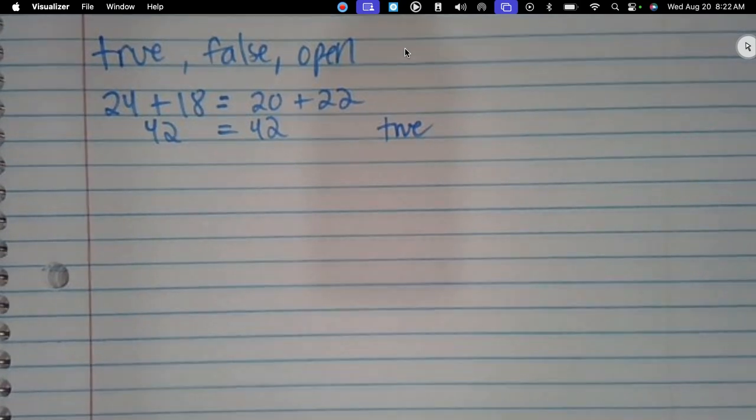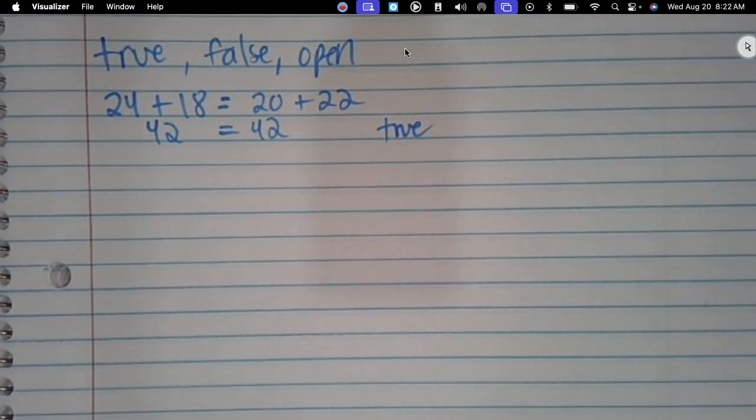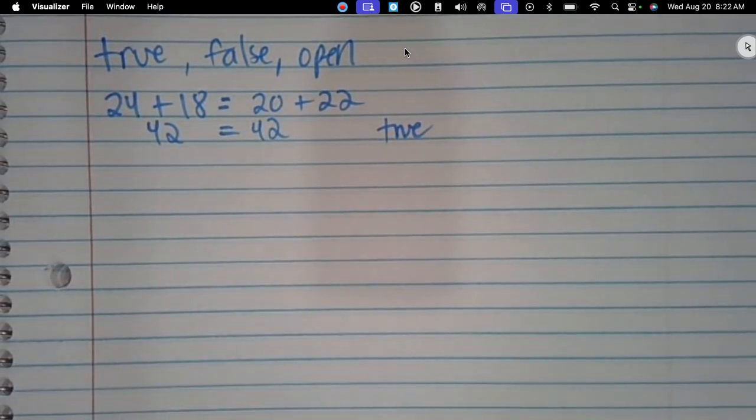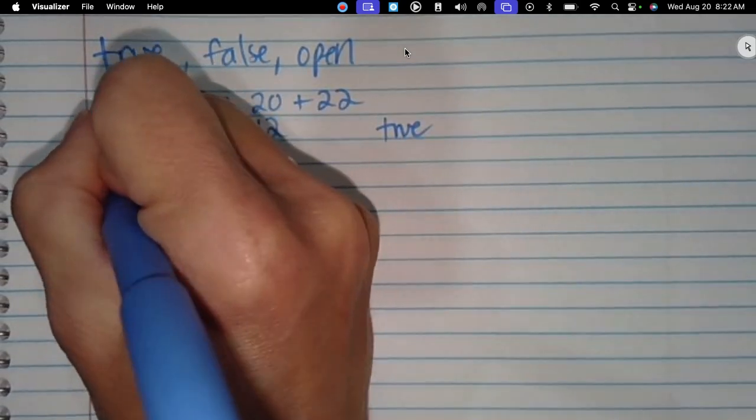So it is true. You can just tell. Yep, that's true. They're equal. That's what it's saying. Hey, this equals this. We worked it out. That is true. Okay. All right, here's one. Maybe this will get you.